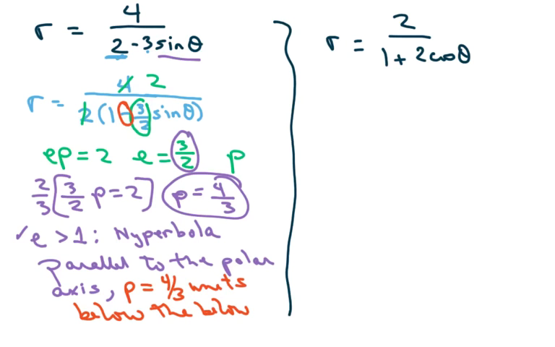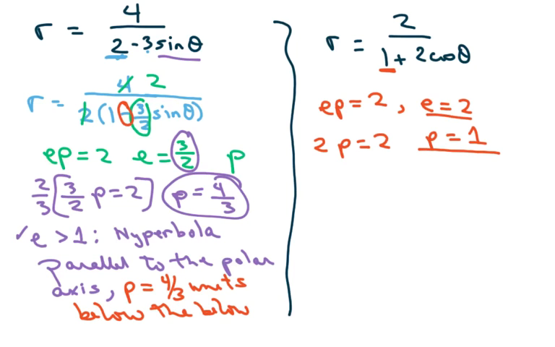All right? Okay, number 10, or this one here, it's number 10 on my sheet. This is in form. There's a 1 there, so we're good. So EP equals 2. E equals 2. So when I substitute 2 into here, we get 2P equals 2. So P equals 1, right? And E is 2. So since E is greater than 1, it's a hyperbola.